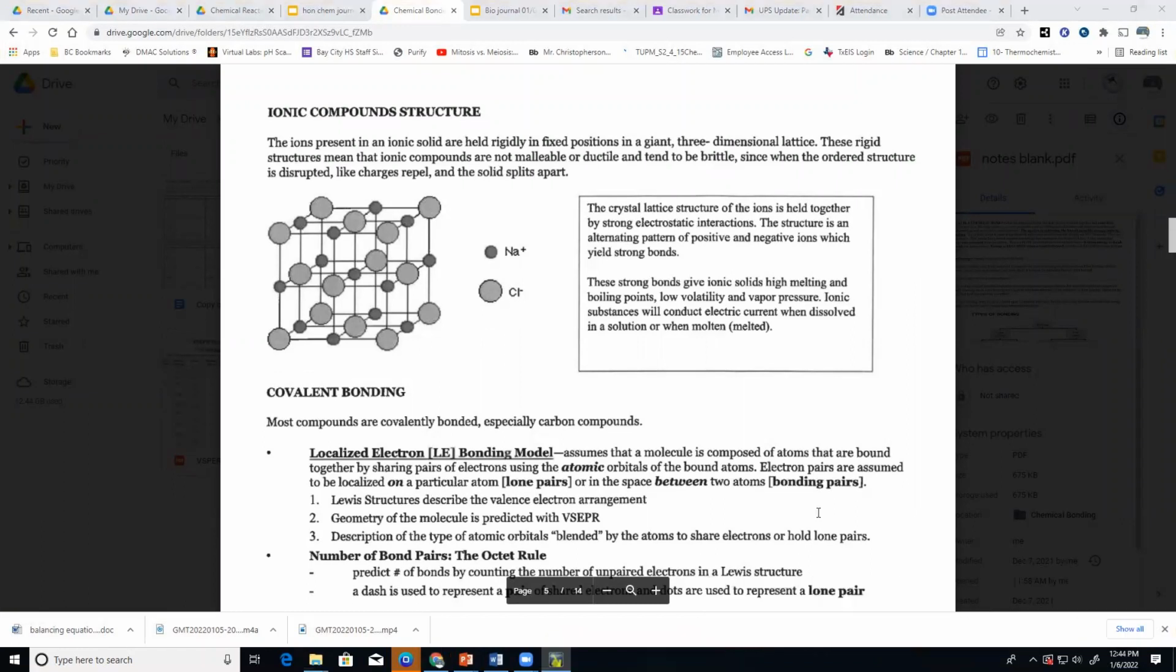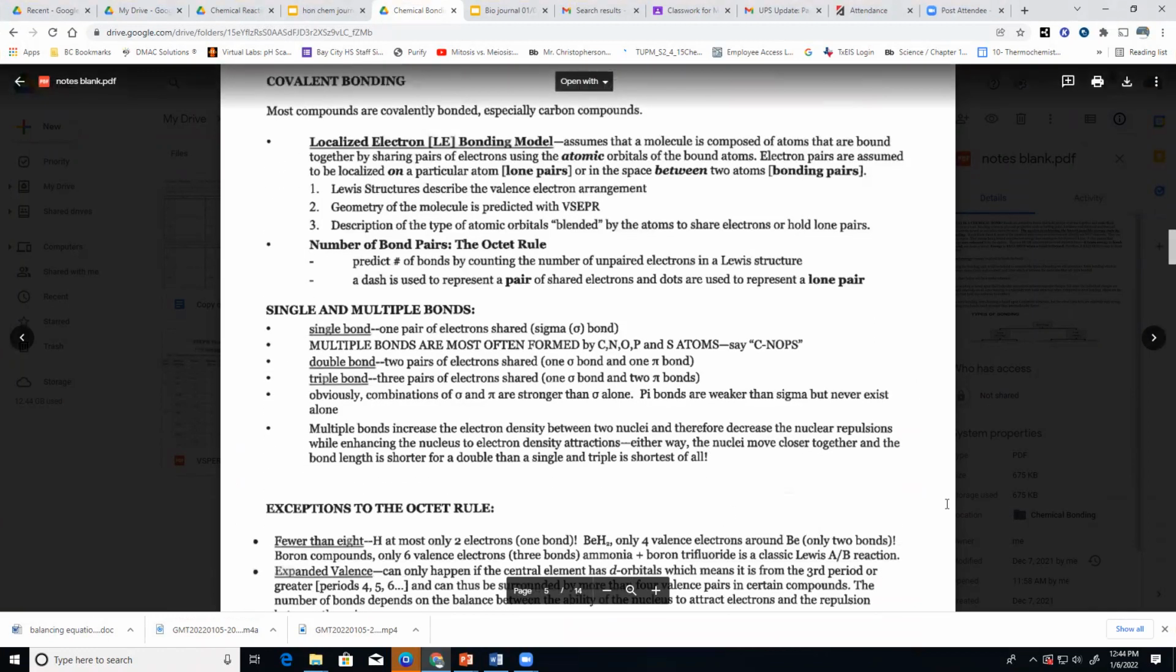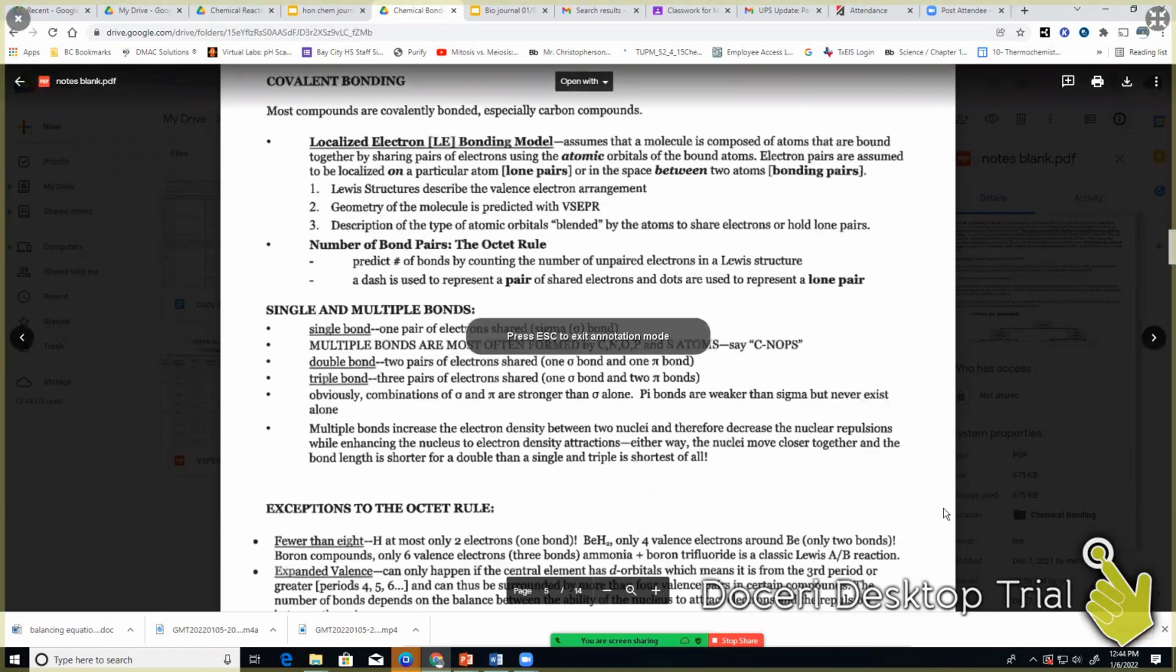All right, so let's go to our covalent bonding, because we are working up to finding molecular structure. So most compounds are covalently bonded, especially carbon compounds. If you remember, that's going to be all of your organic compounds.